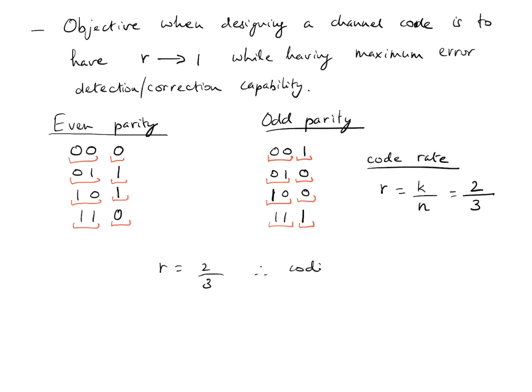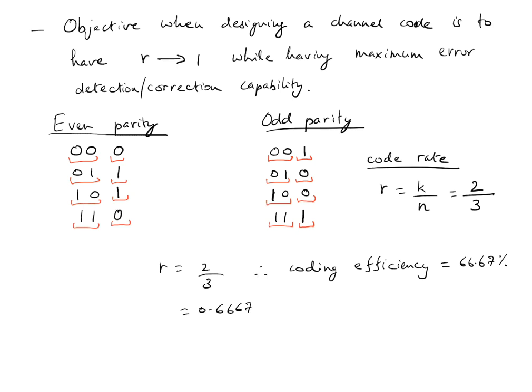So therefore, coding efficiency equals 66.67%. So 2 by 3 is 0.66. So in terms of percentage, we can say that this coding technique has a coding efficiency of 66.67%. So the objective is to have maximum protection while having a coding efficiency approaching 100%, or equivalently the code rate to approach 1. So 2 by 3 means 0.6667 and so on, right? So 66.67 in terms of percentage.